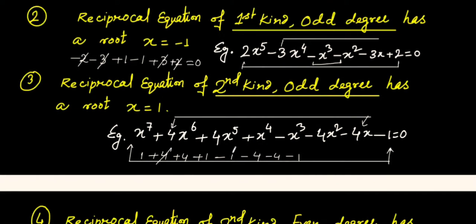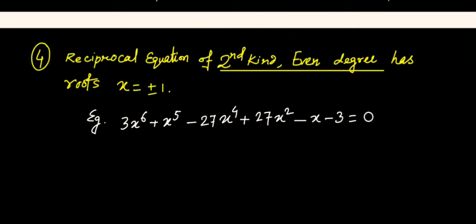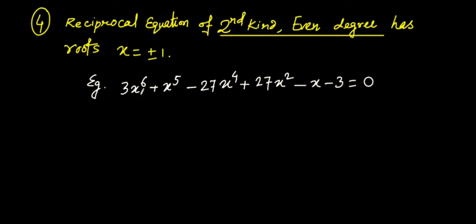See, 4 cancelled, 4 cancelled, 1 cancelled, and 1 cancelled. That equals 0. That means x equals 1 is a root of a reciprocal equation of second kind, odd degree. And the reciprocal equation of second kind, even degree, has roots x equals 1 and x equals negative 1. So for that, let's solve this given equation.